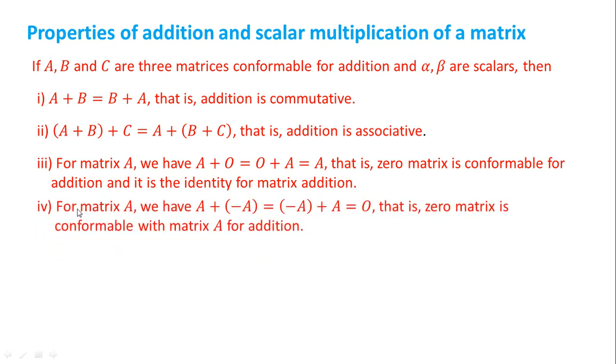Then the next property, for any matrix A, we have A plus minus A is equal to minus A plus A is equal to O. Here, A plus minus A means the negative of matrix A. Minus means the negative of matrix A. So if you add A and minus A together, then you will get the null matrix. So the zero matrix is conformable with matrix A for addition.